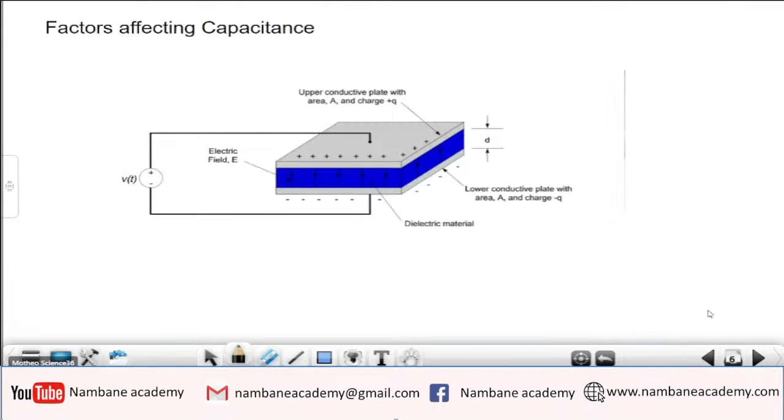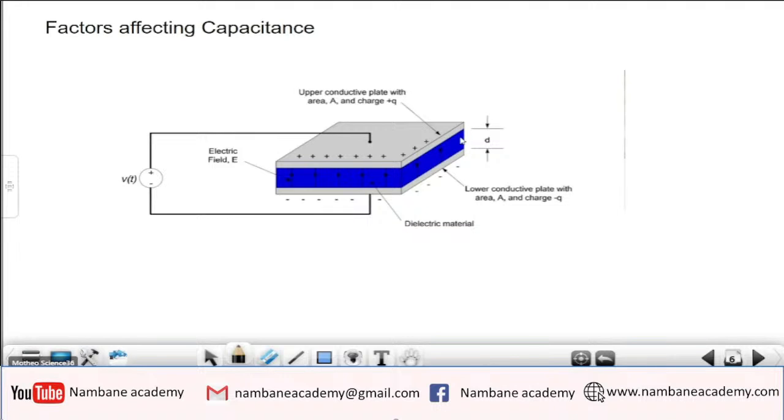Right, so now let's look at the factors that affect capacitance. Here's a capacitor. These are those two plates. One side is positive, one side is negative. And then in the middle here, you've got your electric field. This blue part here is a dielectric material. Now, there can be different kinds of dielectric materials, and that will also determine how much capacitance there is, which we'll look at in a moment.